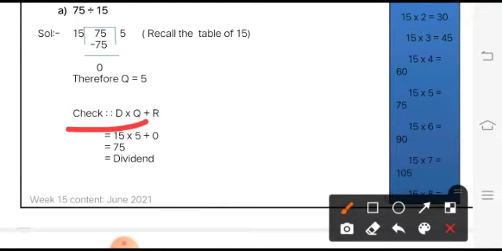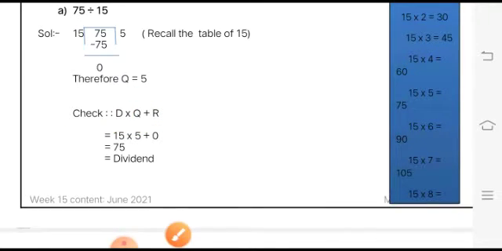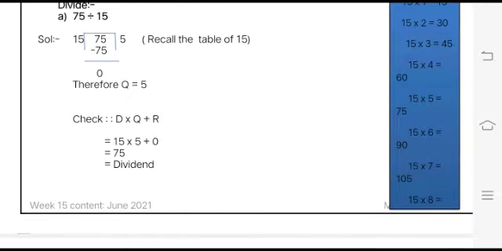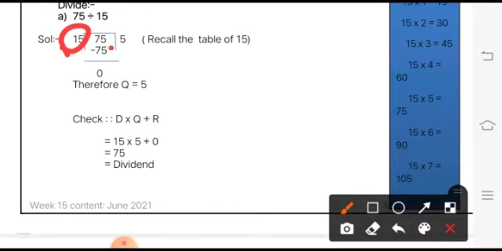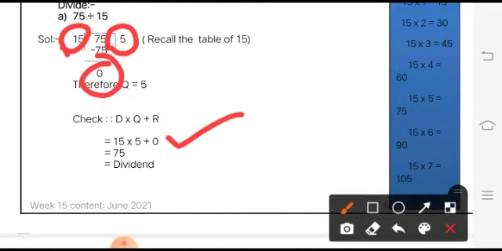How is it done? This D stands for divisor, this Q stands for quotient and R stands for remainder. This 15 is D, this 5 is Q and this 0 is R. And here you can see in the next step we have substituted the values, and instead of D we have written 15, instead of Q we have written 5, and instead of R we have written 0.